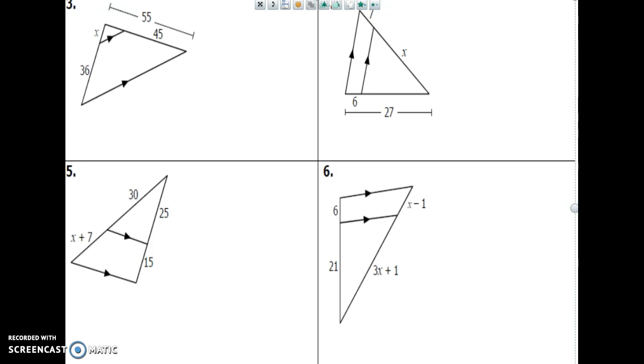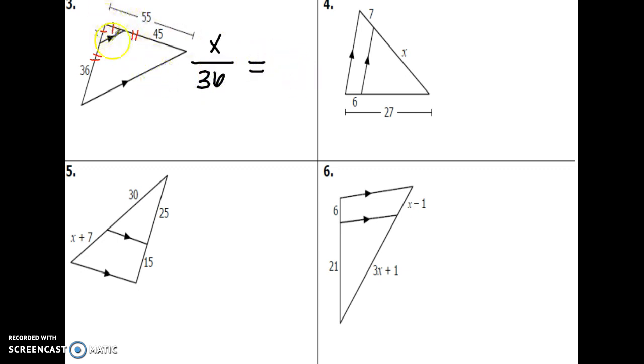For numbers 3 and 4, I would like you guys to try them on your own first. So I'll set up number 3 for you and just pause it, try to figure it out, then click play and try number 4 as well. So I'm going to set this one up for you. So 1 mark, 1 mark, 2, and 2. So if I set up my proportion, I'm going to say x over 36. And then, oops, we have nothing here.